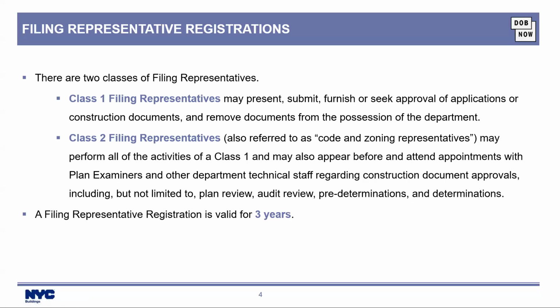There are two classes of filing representatives. Class 1 filing representatives may present, submit, furnish, or seek approval of applications or construction documents and remove documents from the possession of the department. Class 2 filing representatives may perform all of the activities of a Class 1 and may also attend appointments with plan examiners and other department technical staff regarding construction document approvals, including but not limited to plan review, audit review, predeterminations, and determinations. Filing representative registrations are valid for 3 years.